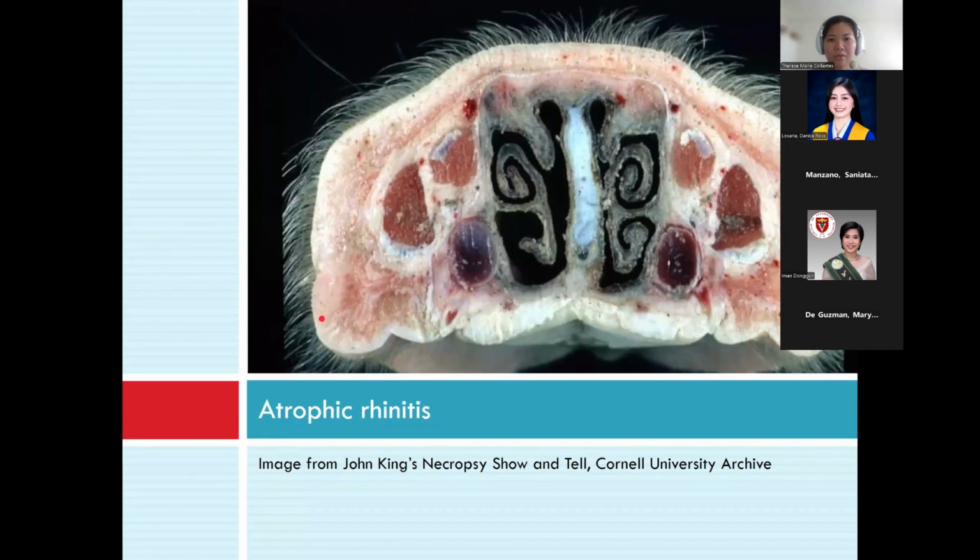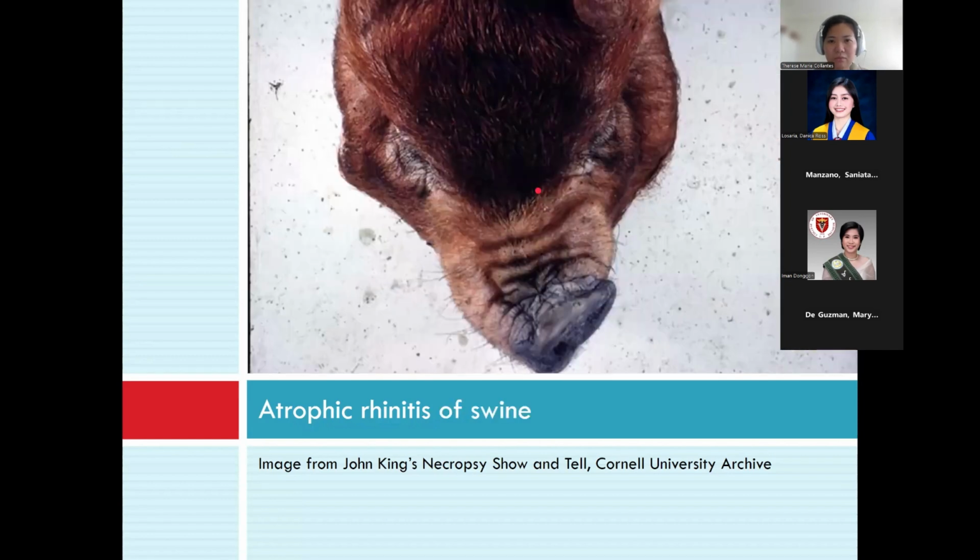This is an example of atrophic rhinitis. So we have a cross-section of the turbinates. Here we see some semblance of normal appearance of the turbinates, but on the left side, we can see that the snout of this animal already has lysis of the turbinates. And we can see this better if we look at this animal, there is a lateral deviation of the snout. So this is your atrophic rhinitis in swine.